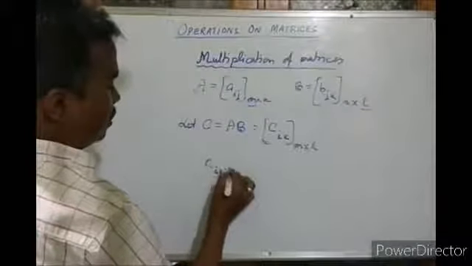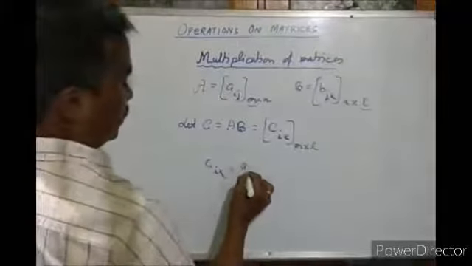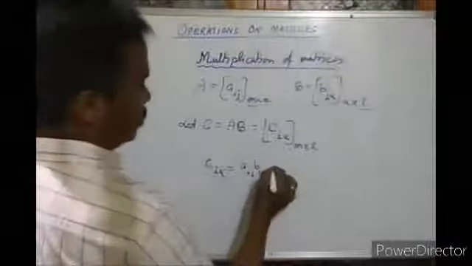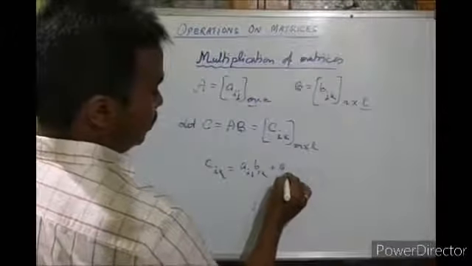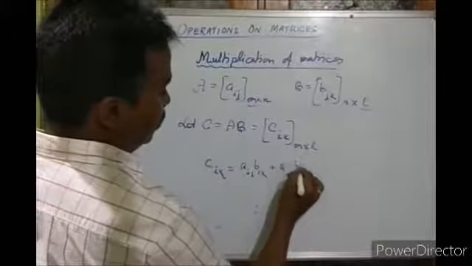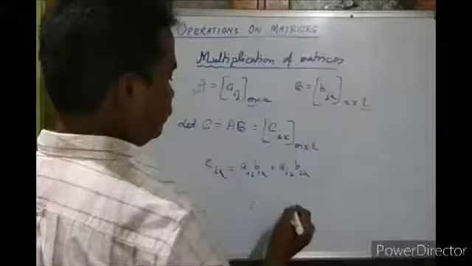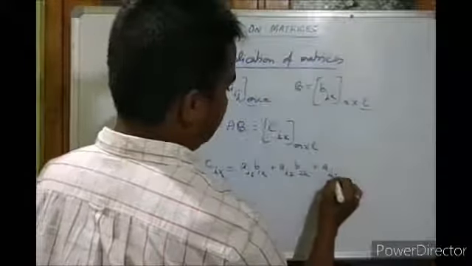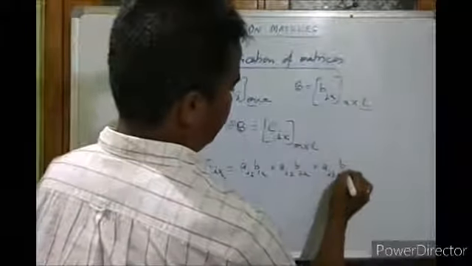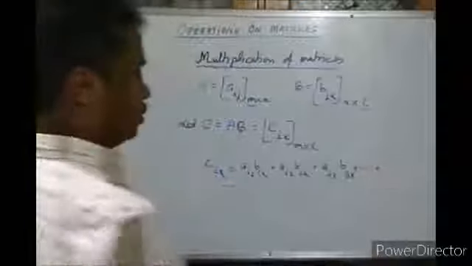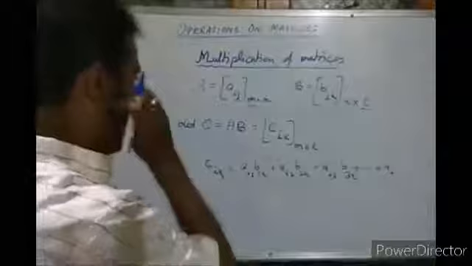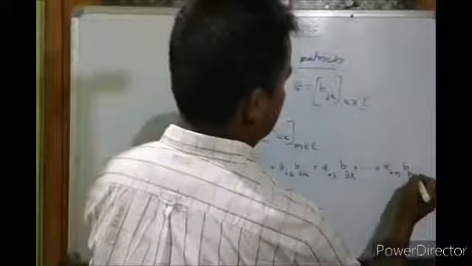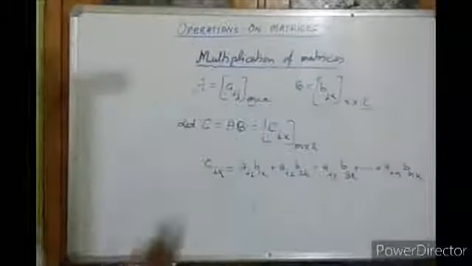Each element C_IK is equal to A_I1 into B_1K plus A_I2 into B_2K plus A_I3 B_3K plus ... plus A_IN B_NK. So this is what every element C_IK will look like.